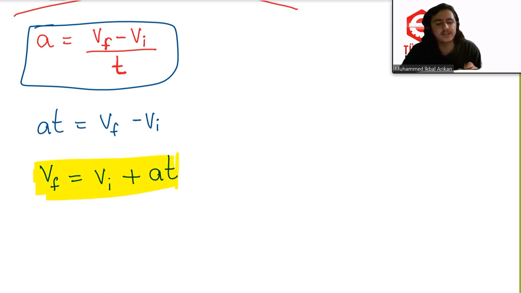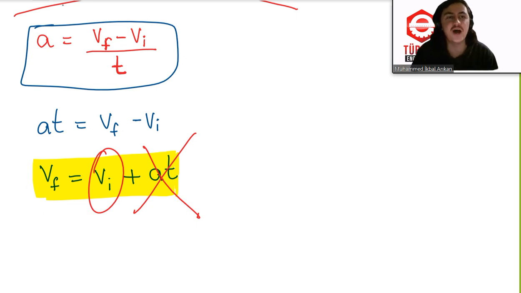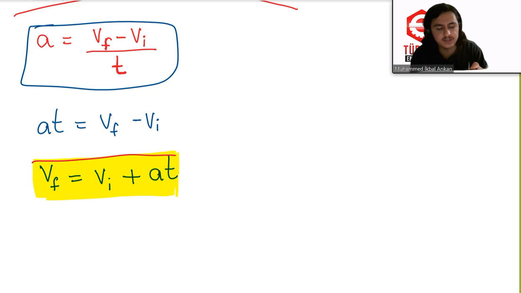If I don't have any acceleration, let's put acceleration equal to 0. You will see that you will have only one part. This part will be gone. You have only v final equal to v initial. And this is the case when you have uniform motion. So in uniform motion, your final velocity will be equal to initial velocity. But this is not the case when you have non-uniform motion. So you must take acceleration into consideration. Okay. So this is the second formula.